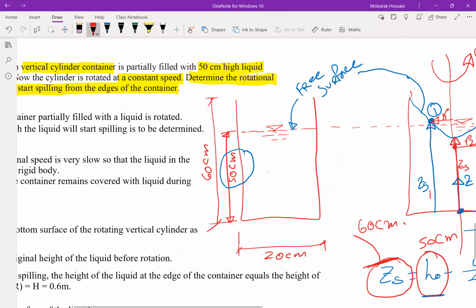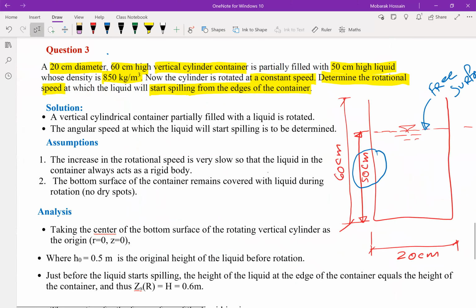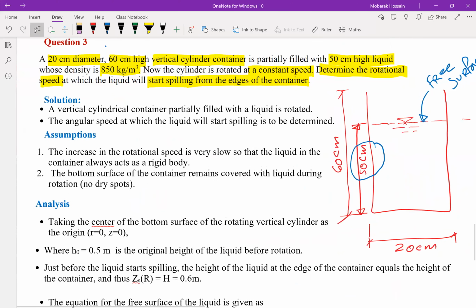So let's discuss the particular question. They give us a vertical cylinder container partially filled with a liquid that is rotated at an angular speed, and we need to find out when the liquid will spill from the container.